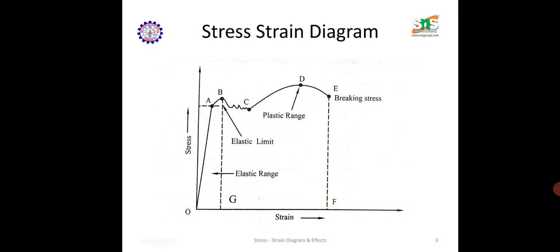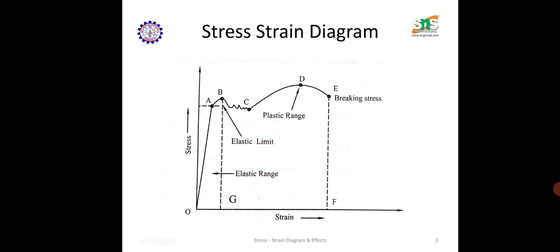For this we are considering a wire, where one end of the wire is fixed and at the other end we are loading the weight gradually. Now we can plot the graph with the strain along the x-axis and the stress along the y-axis. If we increase the weight, first we get a region OA. This is a straight line, and in this region it obeys Hooke's law. Hooke's law is nothing but stress is directly proportional to strain.